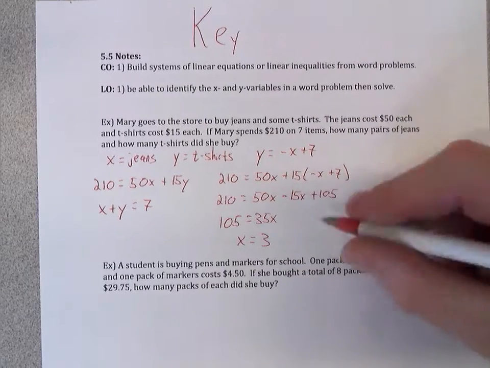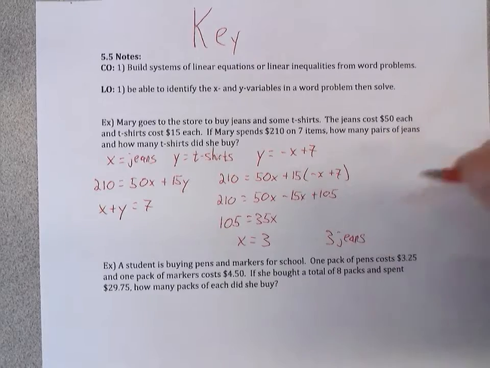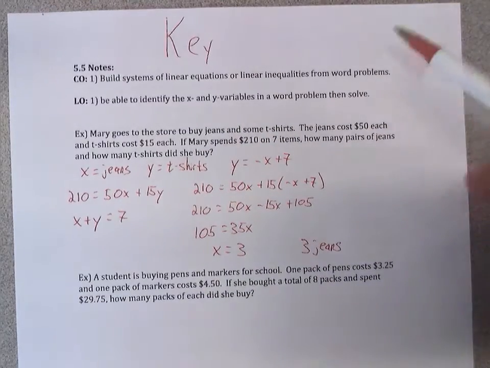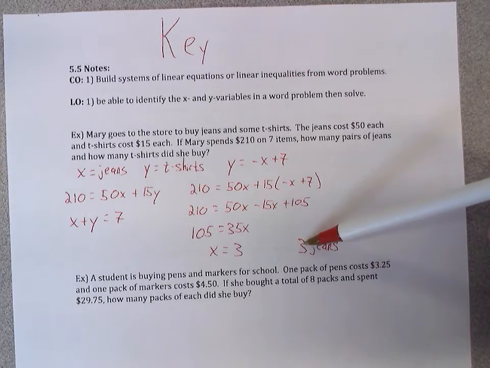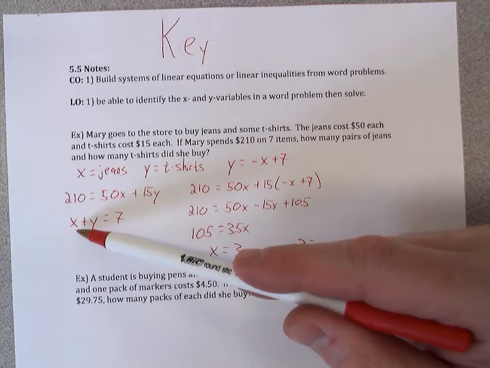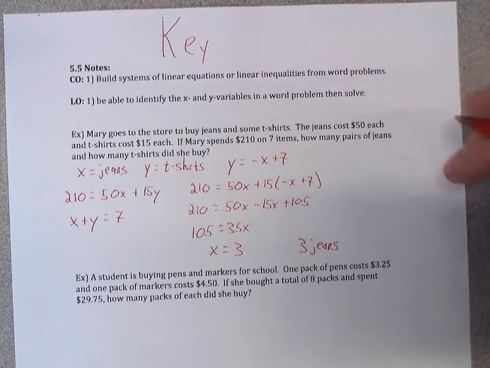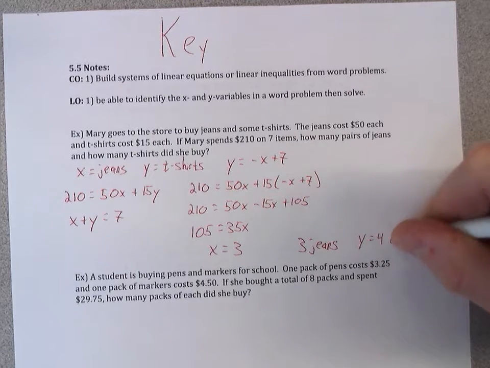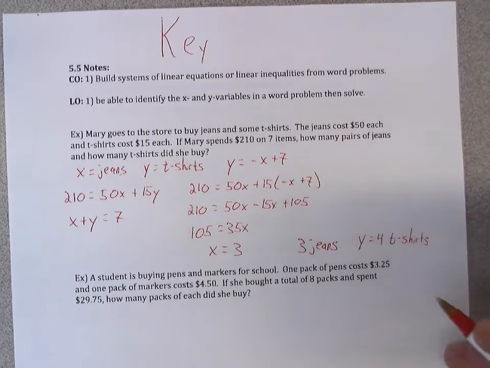Divided by 35, x equals 3. So that means we have 3 pairs of jeans. Well, how many t-shirts do we have? There are different ways we could do this, but really the simplest is I know that 3 is x, so I can put that into this original equation. 3 plus y has to equal 7, so we know that y equals 4 t-shirts. Just some basic math, okay?